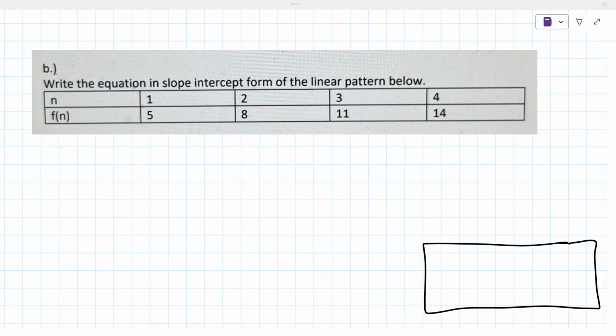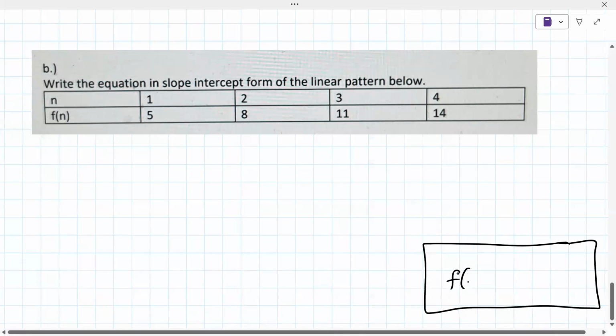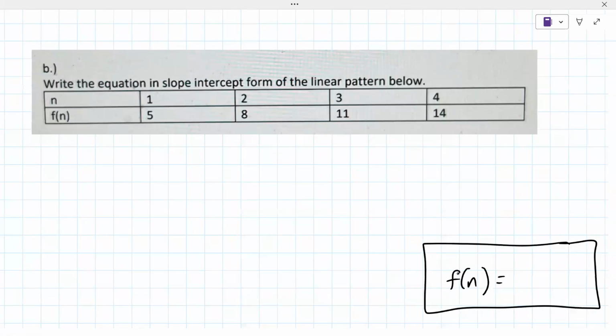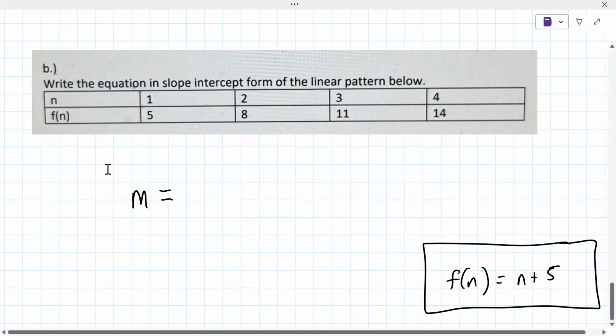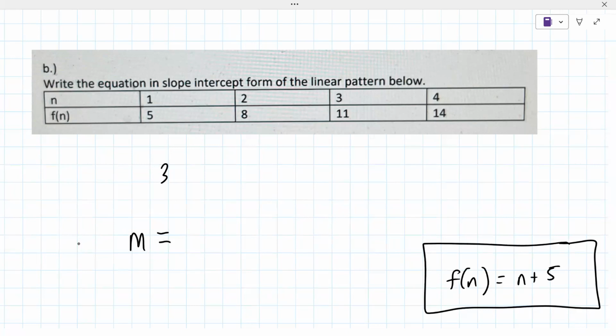f of n equals n minus 6. Or not minus 6. Hold on. f of n equals n plus 5. Okay. Your slope, tell me about how you calculate your slope. What are the ordered pairs that you used? 3 comma 11, 4 comma 14.